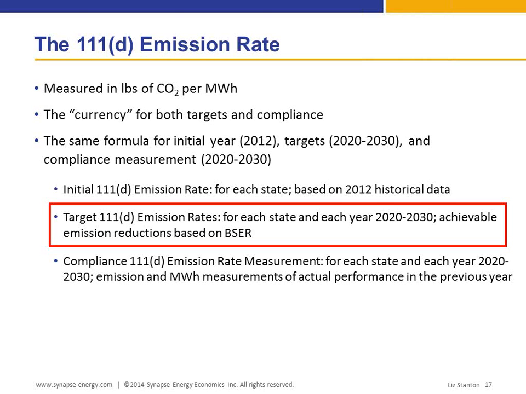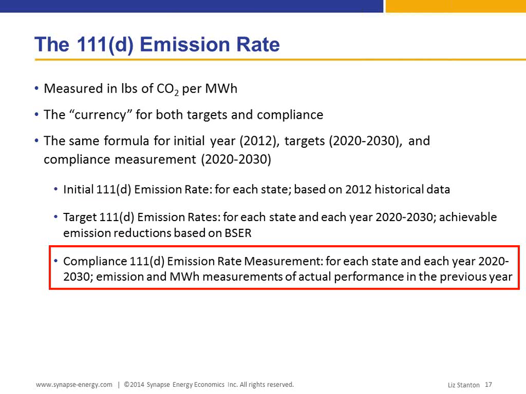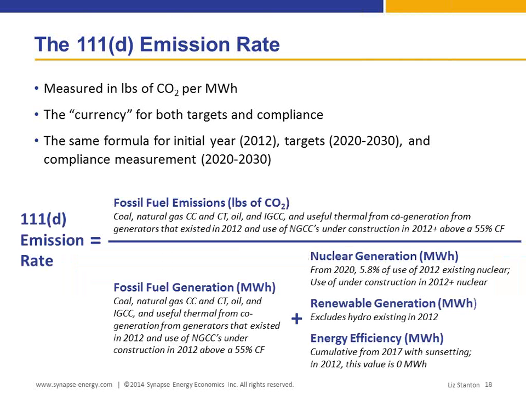And these are the achievable emissions reductions based on the BSER that we were just talking about. And the same formula is also used for compliance. How is compliance going to be measured in each state and each of those years based on actual performance? So once we understand how this formula works, it can be applied to all these different uses. It's the same formula, but different numbers are plugged into it to get these different results. Okay. And here on this slide, if anybody is following on the slide deck and not on GoToMeeting, I'm on slide 18. I've written out the formula for the 111D emissions rate.